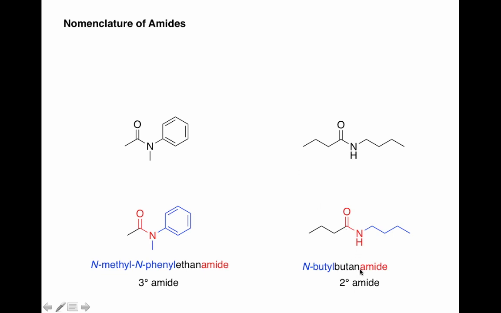4 carbons is referred to as butane. The E of butane is dropped and replaced with amide. On the amide nitrogen, there's also a 4-carbon chain that's named as a substituent attached to the nitrogen, designated by a capital italicized N, followed by butyl. So N-butyl butanamide. This is a secondary amide because the nitrogen is attached to 2 carbons.